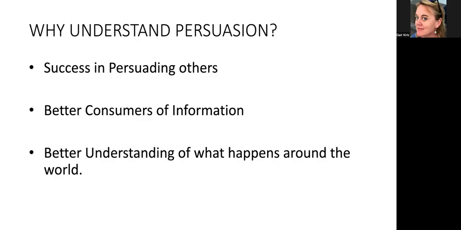To be better consumers of information. There's so much information out there that is set forth in order to persuade us of one thing or another, even if that has nothing to do with it. And to better understand what happens around the world. Russia had a very clear reason that they said they invaded Ukraine. My question was, is it a very persuasive reasoning? Do you all believe that reasoning?